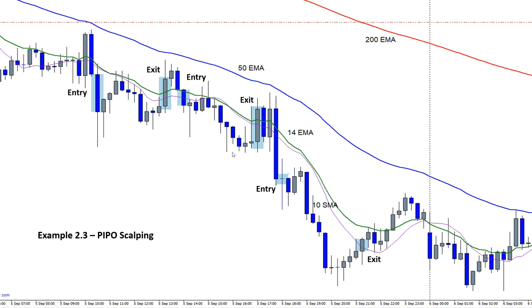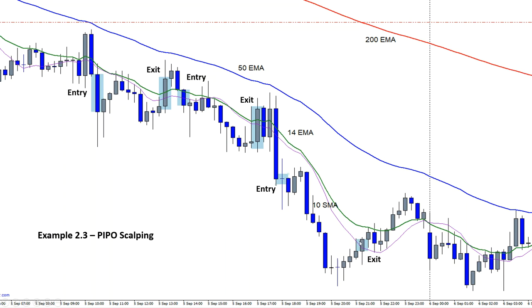So you hit your 10 pips, secure the bag. You're already at break even. So whether it hits the break even stop loss or crosses the 14, you're out of the market. Another entry here. Hit our 10 pips, then we have our run.